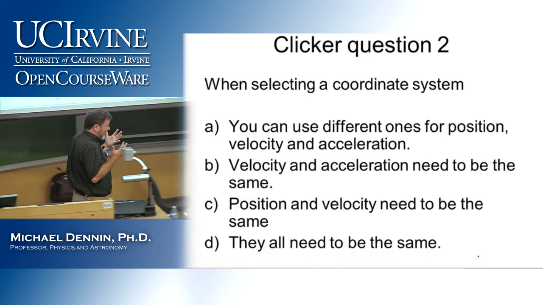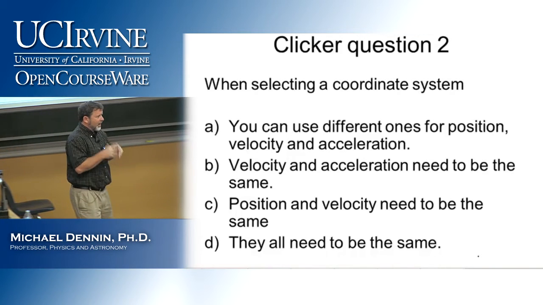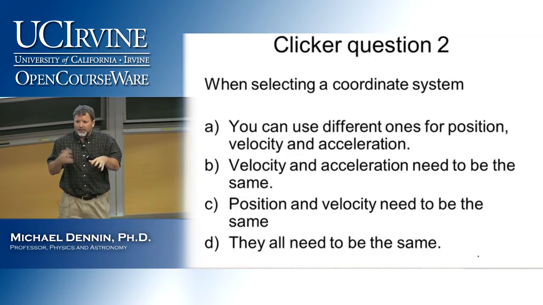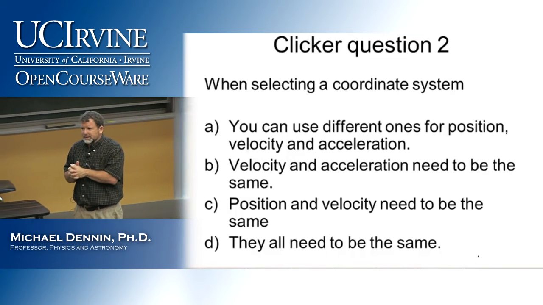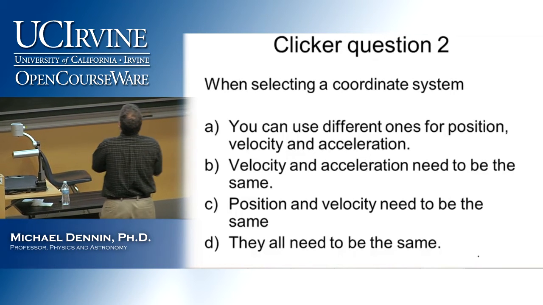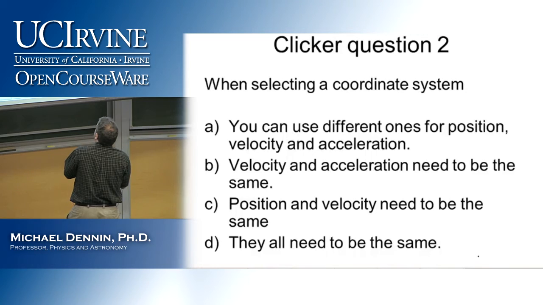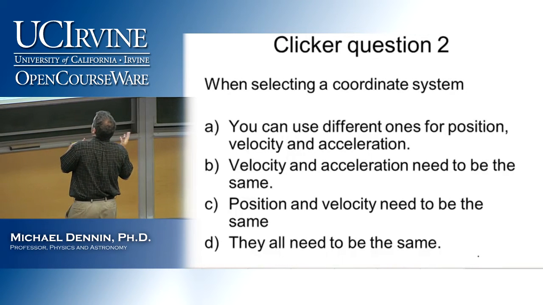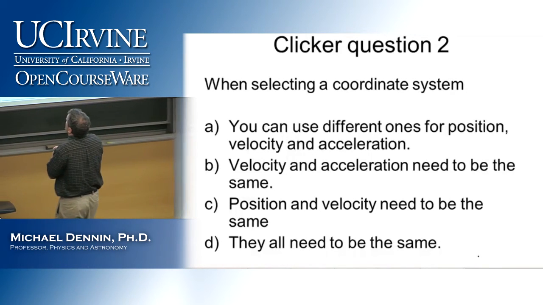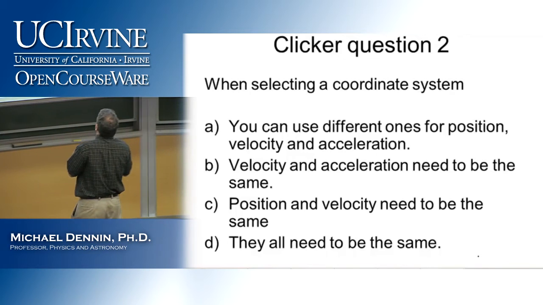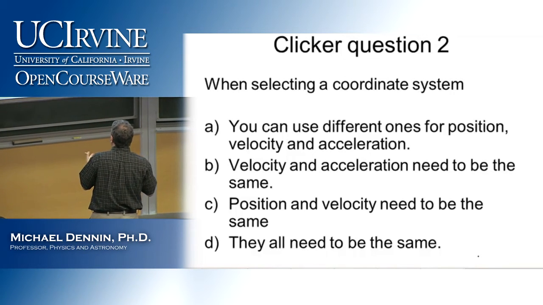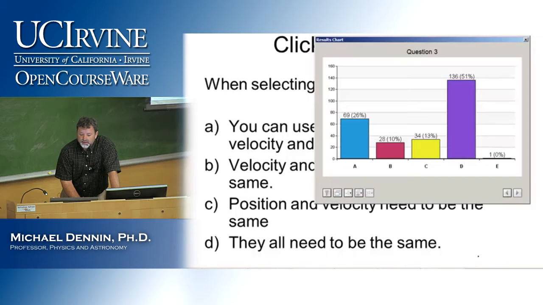Because we have to pick our coordinate system, right? I've constantly been picking plus and minus. We'll have to pick x and y when we go to 2 dimensions. So as we enter our problems, think about this. When you pick a coordinate system, you can use different ones for position, velocity, and acceleration. Velocity and acceleration need to have the same coordinate system. Position and velocity need to have the same, or they all need to be the same. Okay, most people went with D.